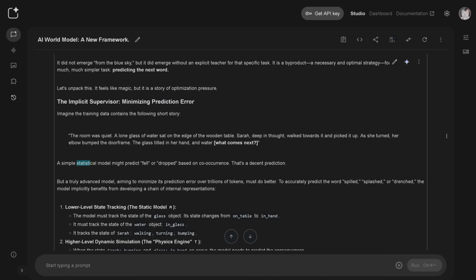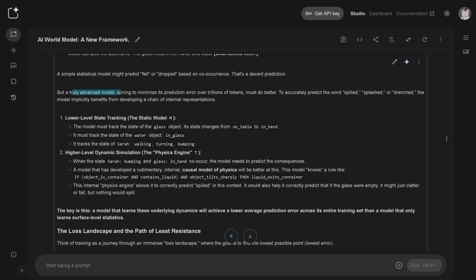Tells me a simple statistical model might predict fell or dropped based on the co-occurrence. No? This is a decent prediction. But a truly advanced AI model, aiming to minimize its prediction error over trillions of tokens, must do better. So, to accurately predict the word spilled, splashed, or drenched, the model implicitly benefits from developing a chain of internal representation. So at the lower level, as I showed you, no? It tracks here the state of the glass objects. Its state changes from on the table to in the hand when Sarah picks it up. It must track the state of the water in the object in glass, and it tracks the state of Sarah. Sarah is walking, turning, bumping.